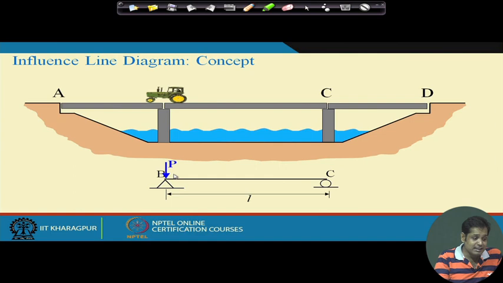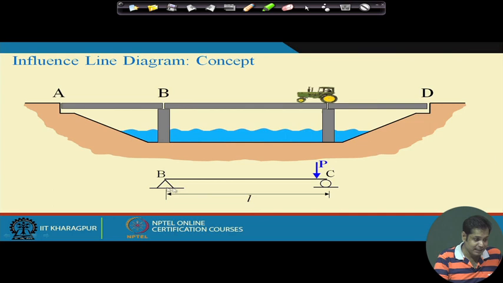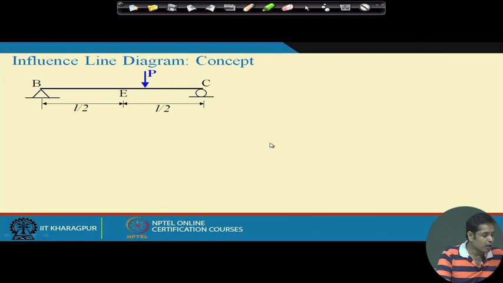That is the problem. Once again let me tell you, as this load moves on this beam, how do the internal forces and support reactions change for this movement of the load? So let us find out how they change. Take the problem at a given position of this load. Suppose this position is okay.